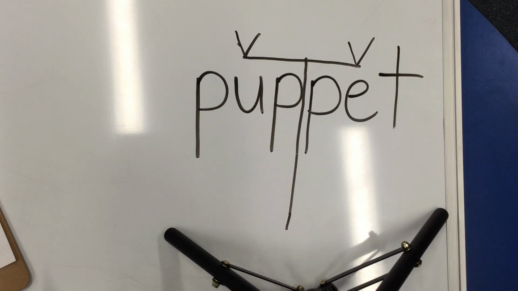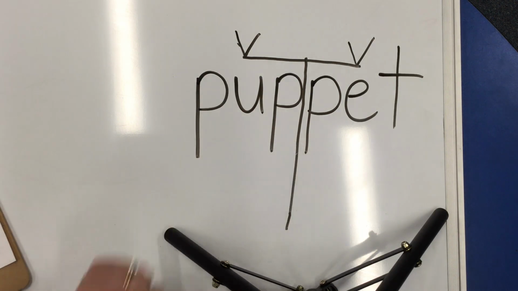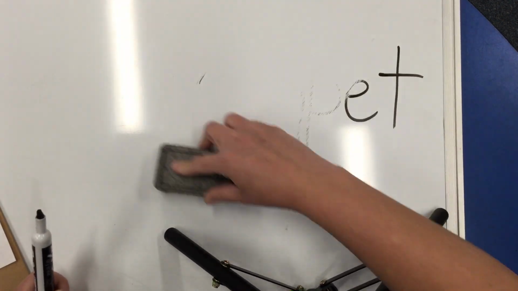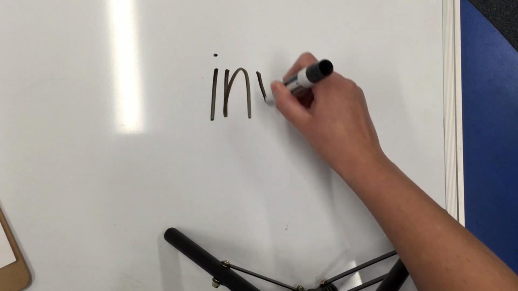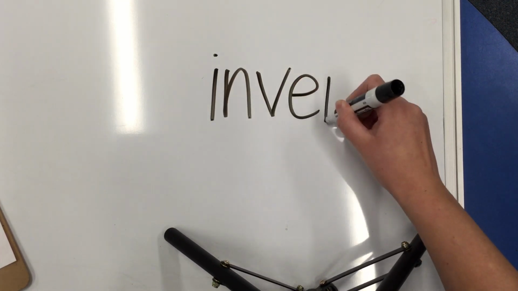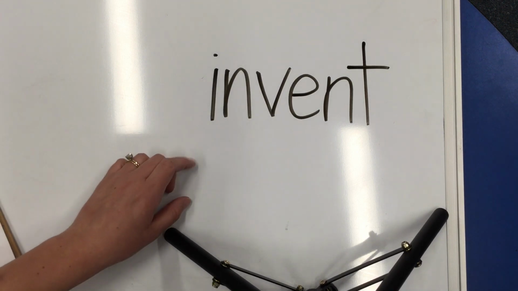So the word is puppet, puppet, with two syllables. This little thing right here is a syllable. This is a syllable. This little chunk right here, it's a syllable. It makes it easier for us to read these bigger words, okay? So let's look at this word.